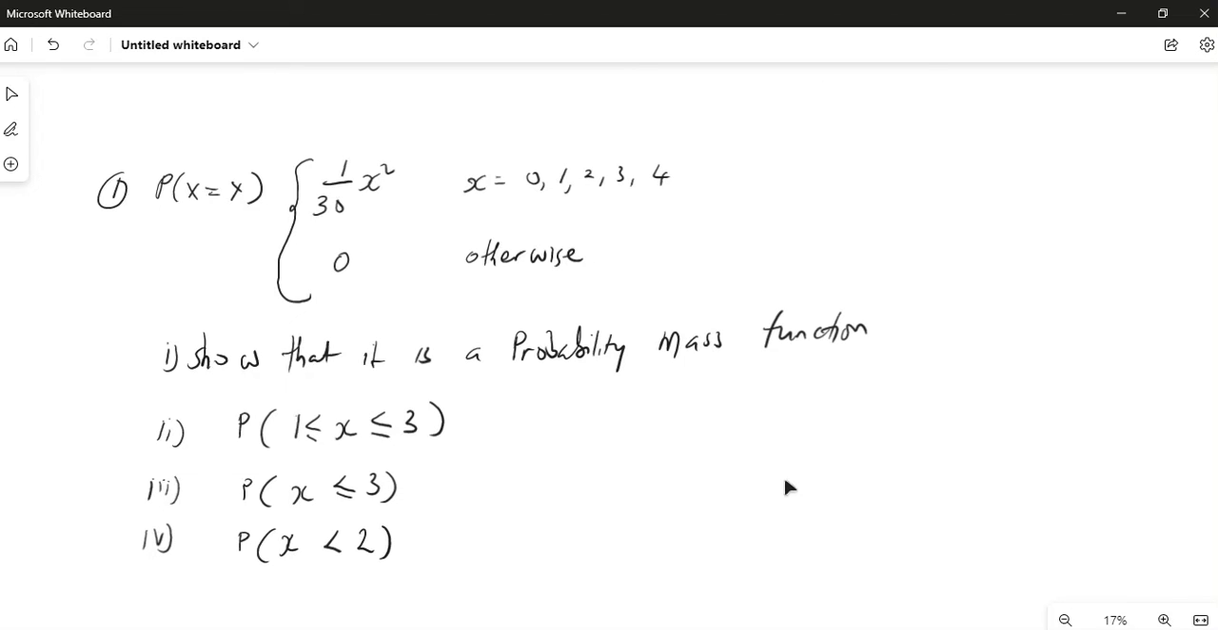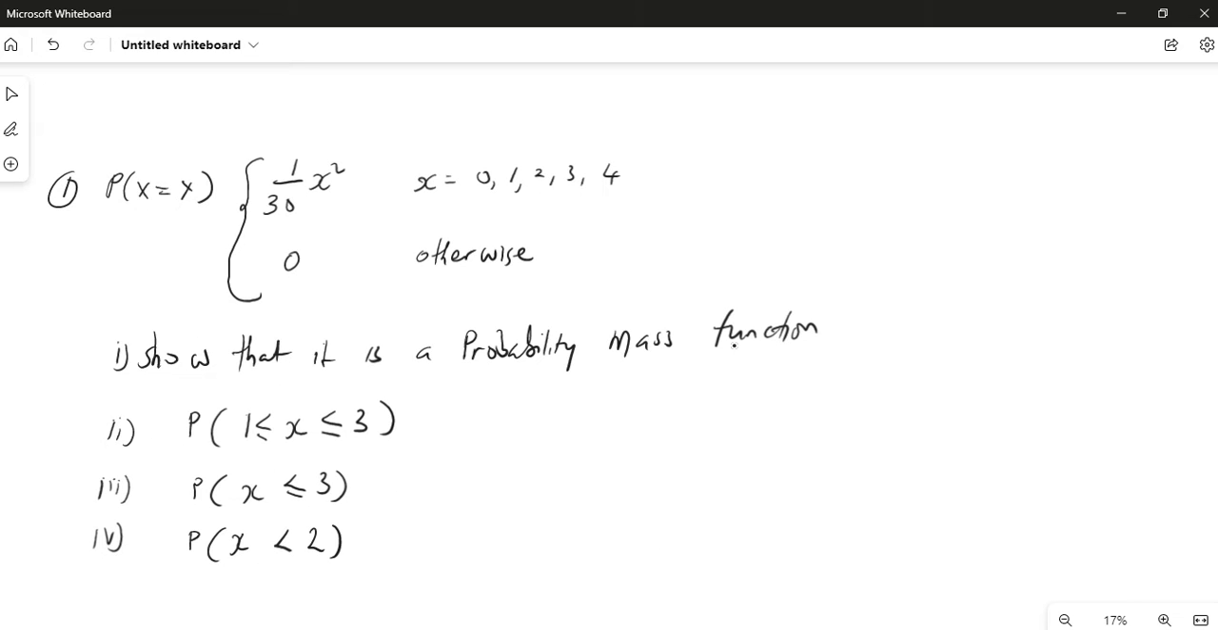All right, so we have a probability mass function here. 1 over 30 x squared for the values of 0, 1, 2, 3, 4. Otherwise means any value which is not in this range from 0 to 4, the probability of getting it is 0. All right, so the first part: prove that this is a probability mass function.